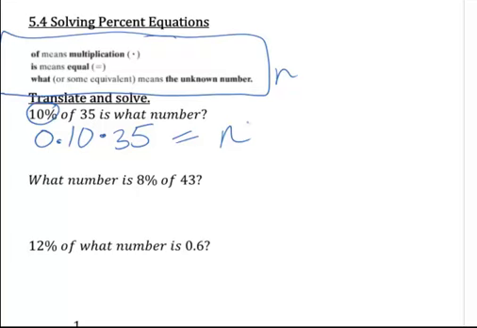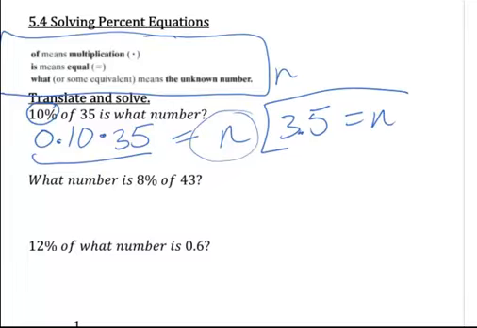What I'm trying to do in these problems is get the letter n by itself. And if you notice, there's nothing around the letter n, so my n is already by itself. All I need to do is multiply those two numbers. If you take out your calculator and multiply 0.10 times 35, you should come up with 3.5 equals n.